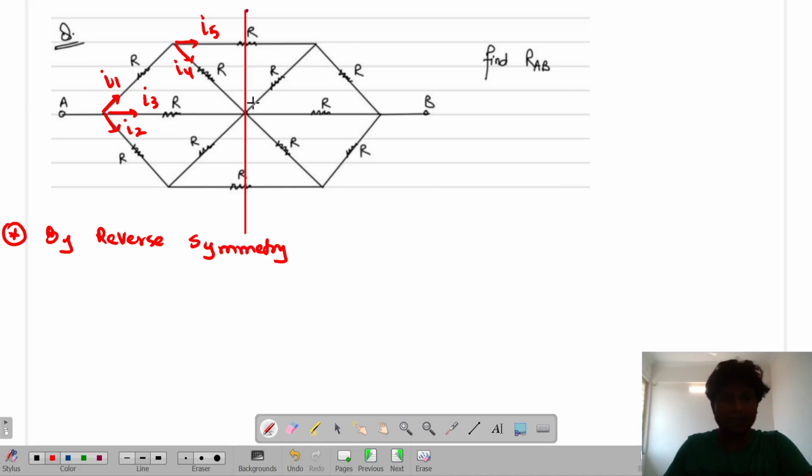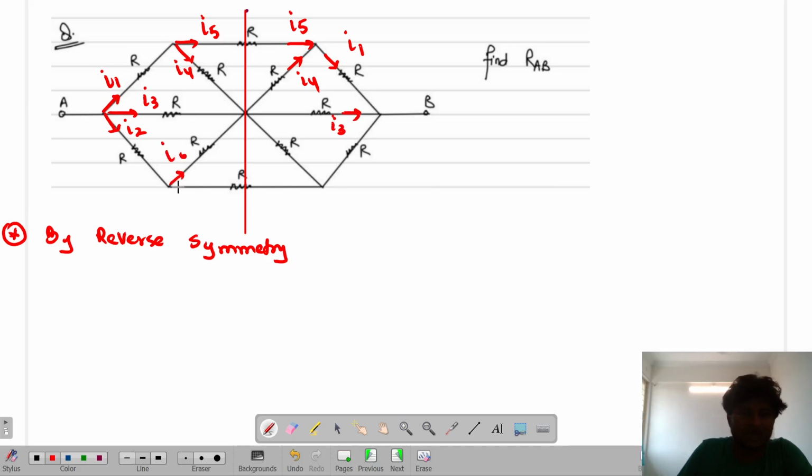So if I4 goes from here, then I4 must come from here, such that the current coming in is I1. If this is I3, then this is also I3, and I2 will be divided into two parts, I6 and I7.